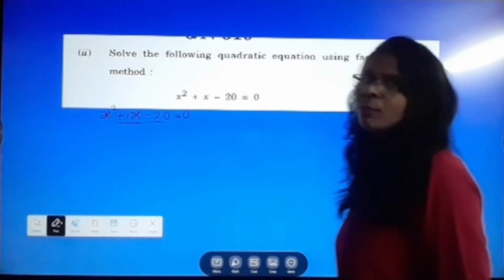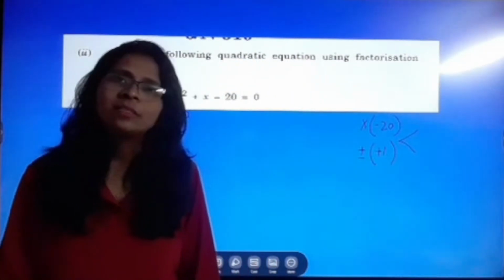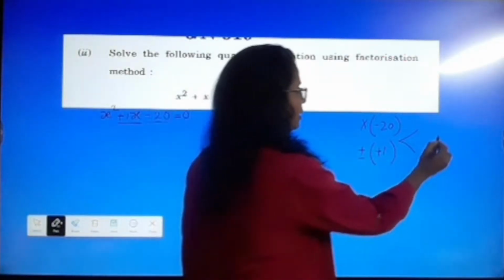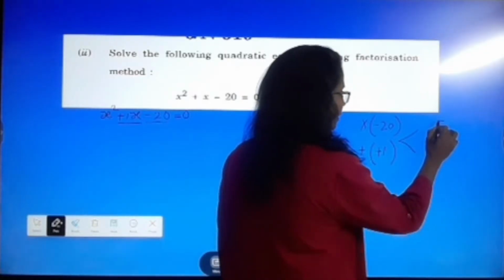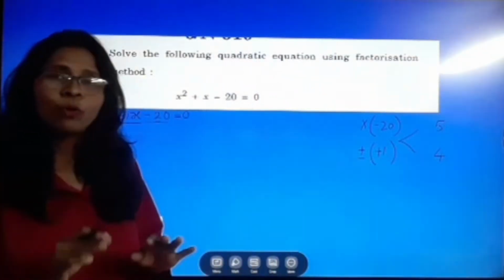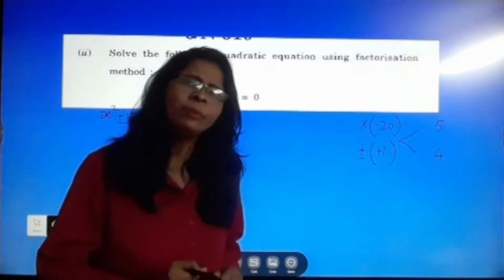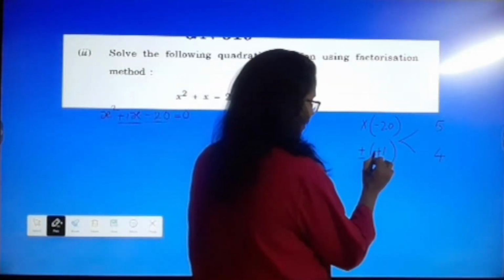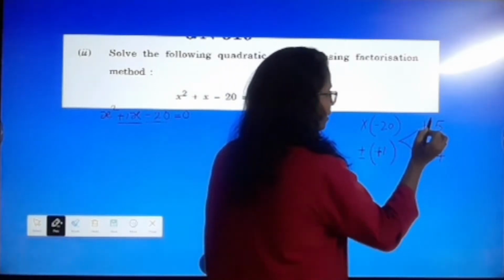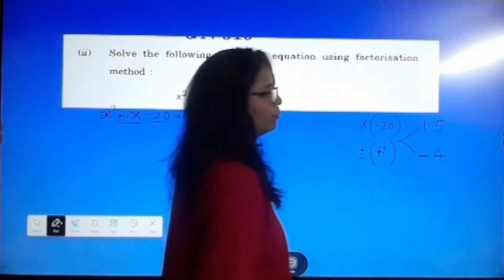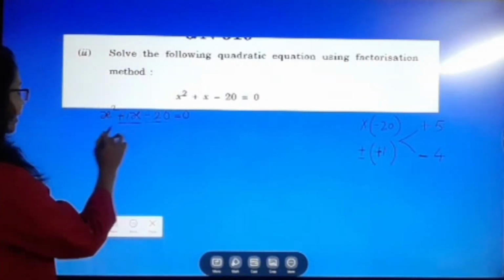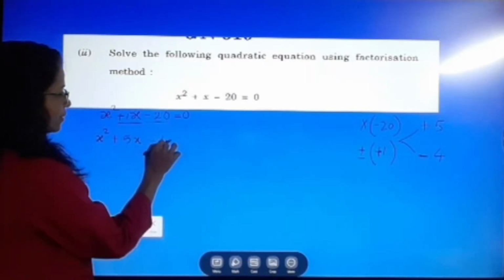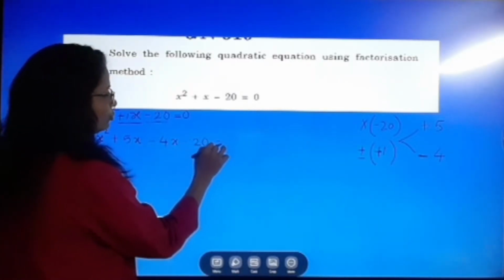Which are the two numbers? Which are such two numbers? The two numbers, students, are 5 fours are 20. Okay, first I write down 5 fours are 20. Then adjust the proper signs to these numbers. So here I write positive 5 and here minus 4, so that the result is positive 1. Okay, student? And then I write down x square plus 5x minus 4x minus 20 is equal to 0.